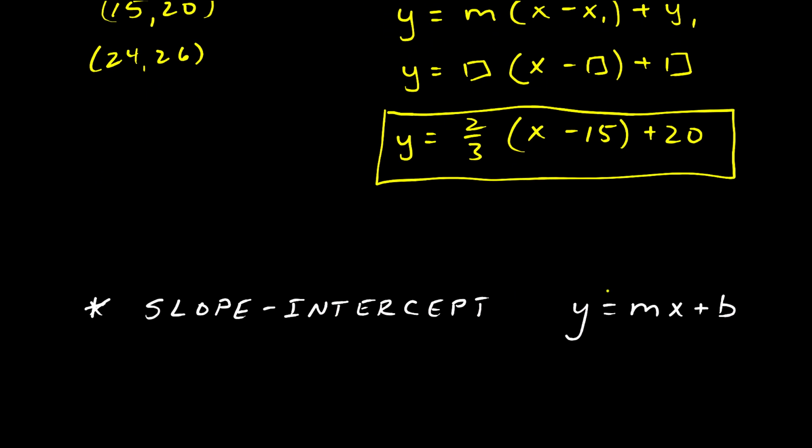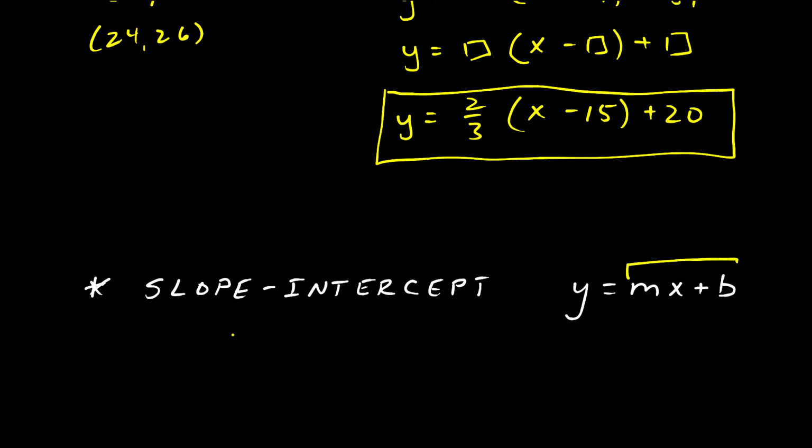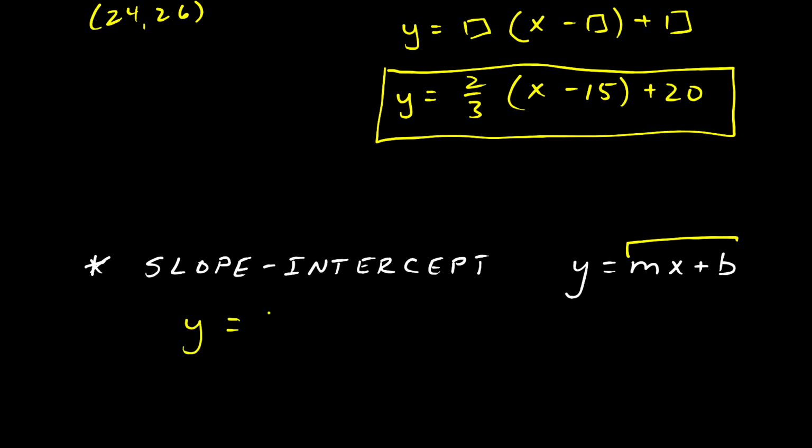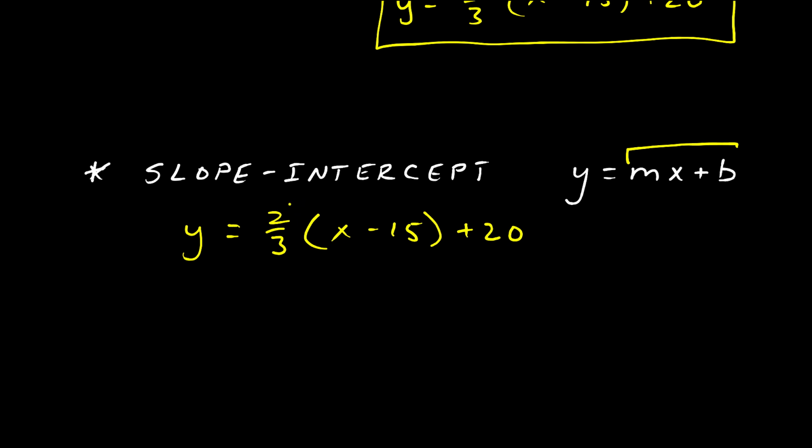Now we're just going to simplify this to get slope-intercept form. So what you'll notice is it's a condensed version of what's on that right-hand side. So let's go ahead and write that down. Y equals 2/3 x minus 15 plus 20. So we're going to simplify. So in simplifying, we're going to distribute the 2/3 because it's wrapped around those parentheses.